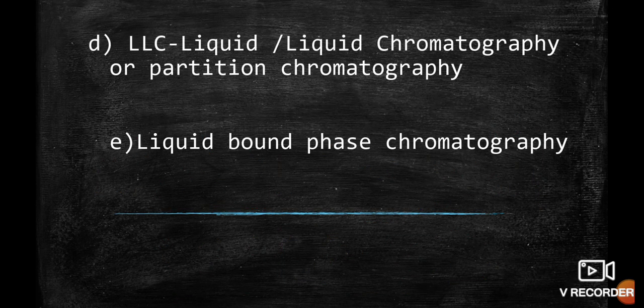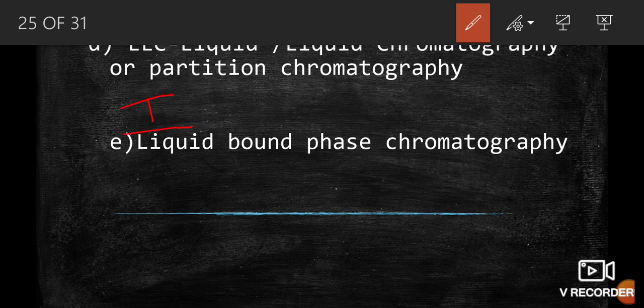Now going to the next one, which is LLC, liquid chromatography, also called partition chromatography. Here the stationary phase is a liquid immobilized on an inert porous material, so the only role of the solid is to provide mechanical support. And for immobilizing the liquid, the oldest method is called impregnation, which is done in order to put it on the porous material.